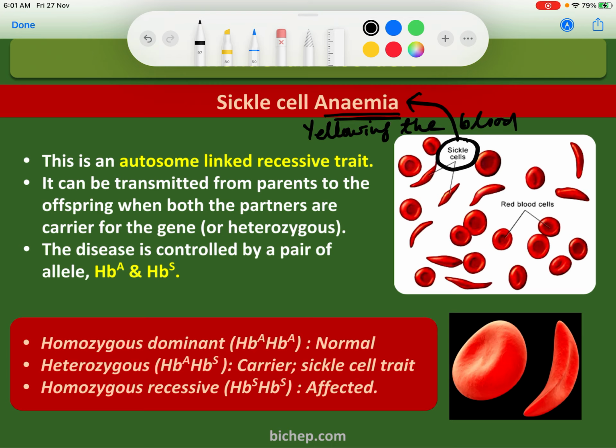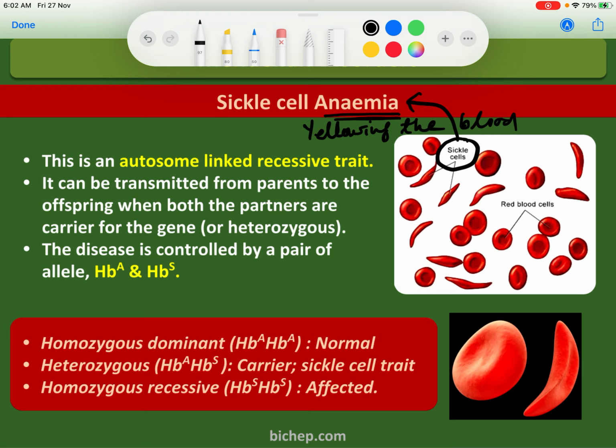Now if the RBCs are turning sickle-shaped, it is definitely some kind of denaturation happening there, and our blood is red because of the RBCs and the hemoglobin present on the RBCs. This disease is actually related to the production or quality of RBCs. How? That is what we are going to study now.